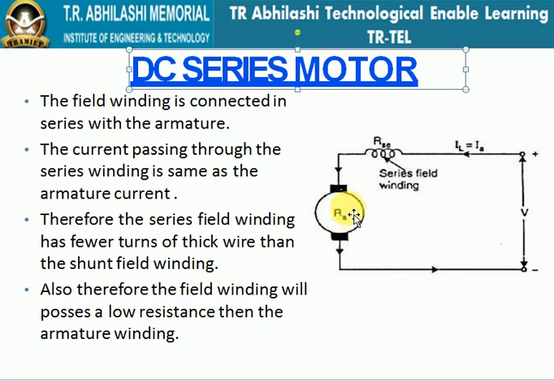In series motor, the armature winding and the series winding are taken in series, which means the field winding is connected in series with the armature, and the current passing through the series winding is the same as that of the armature winding.